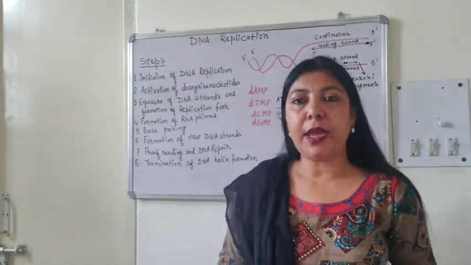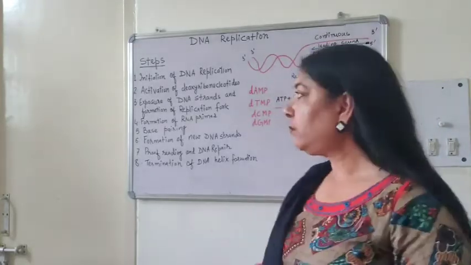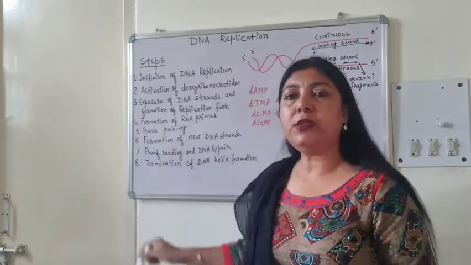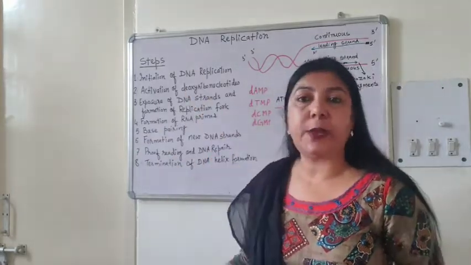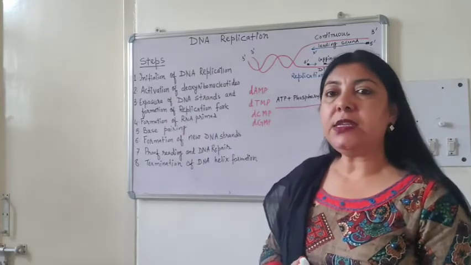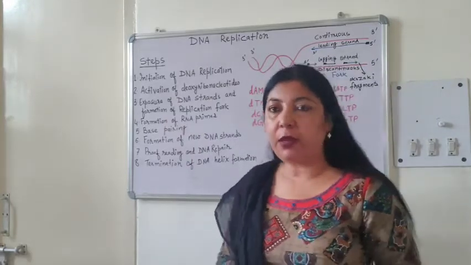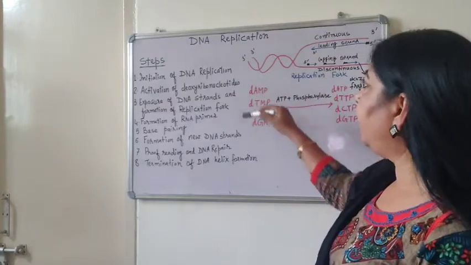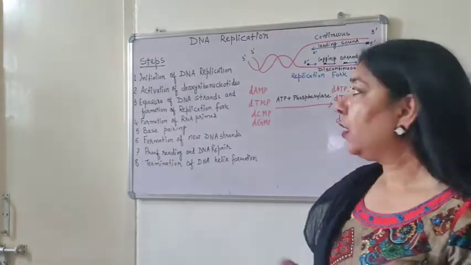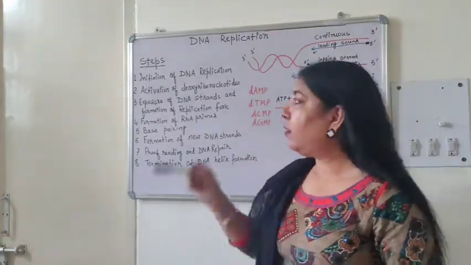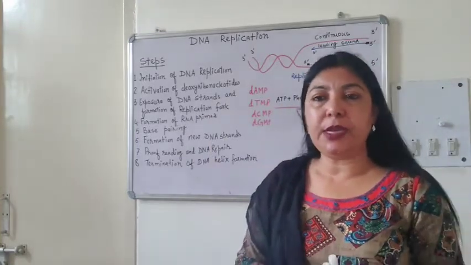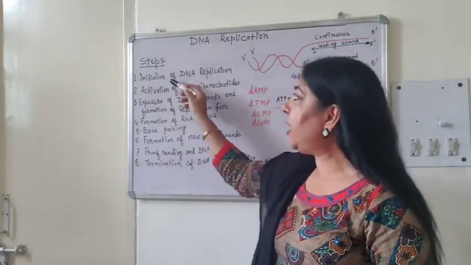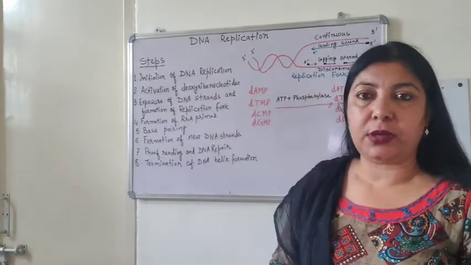Now let's study the mechanism in detail. The whole process of DNA replication can be divided into 8 steps. We will study these 8 steps one by one, along with the help of this diagram. The first step of DNA replication is initiation of DNA replication.